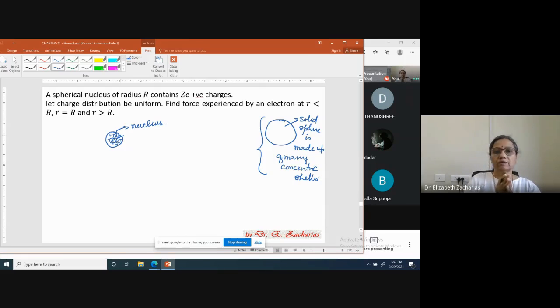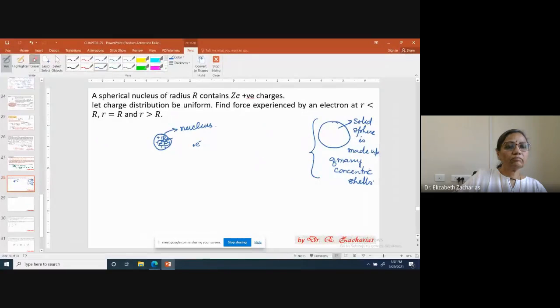This is the nucleus. Now what you're supposed to do is, what will be the force that this positive nucleus exerts on an electron placed outside and inside? If the electron is outside, what is the force it will experience? If the electron is inside the nucleus, what is the force it will experience? So this is what we are going to now see. So I'll just clear up this place so that it looks cleaner. Let's try how to do this problem.